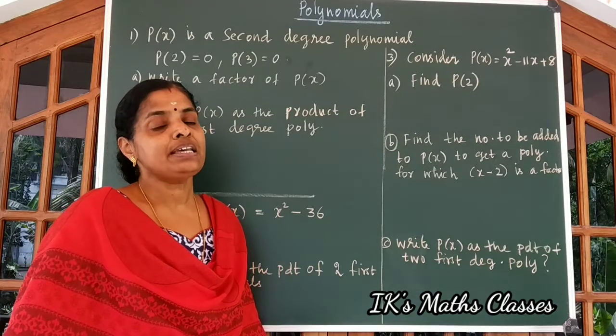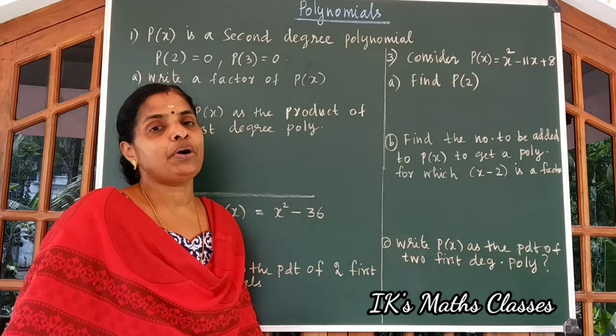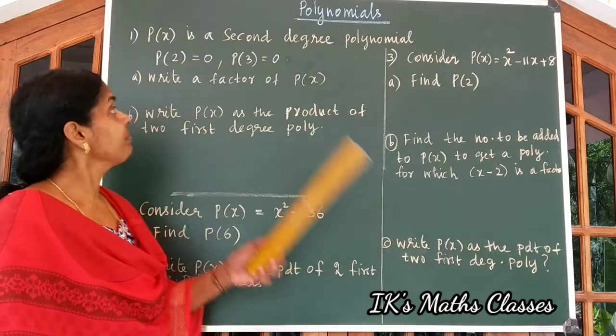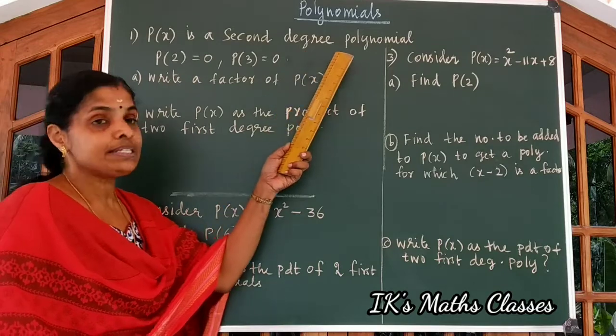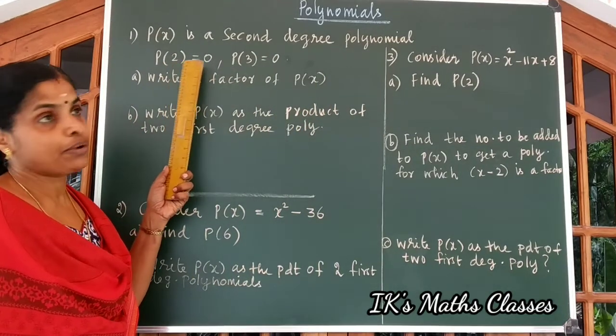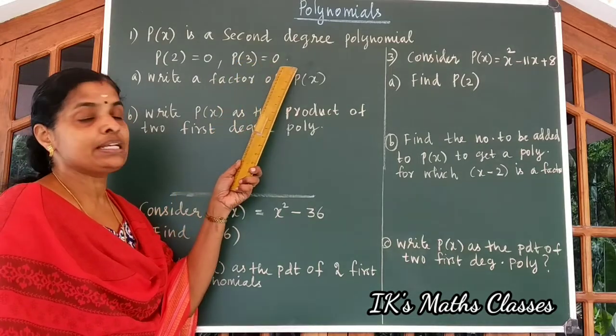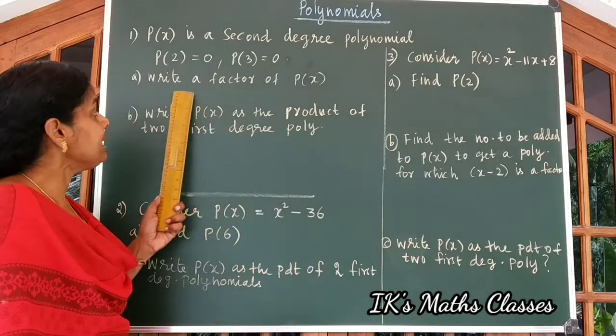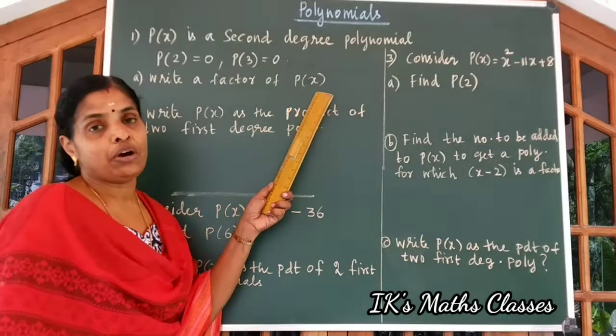Polynomials. In this, I have discussed some very important problems for your public exam. Look at the first question. P of x is your second degree polynomial. P of 2 equal to 0 and P of 3 is also equal to 0. Our first question is write a factor of P of x.